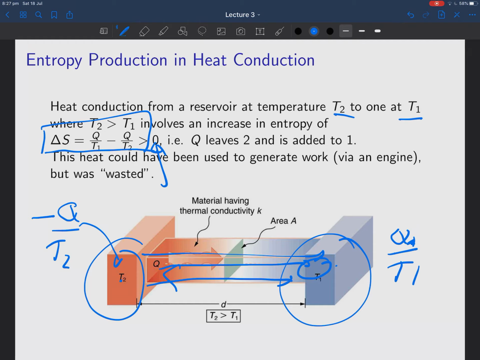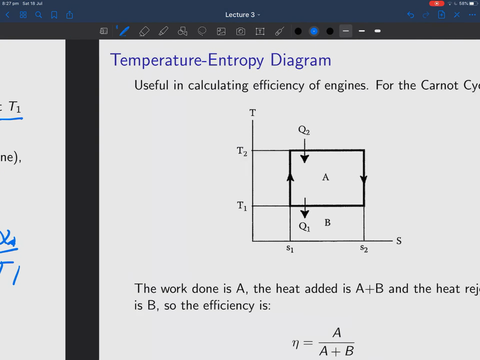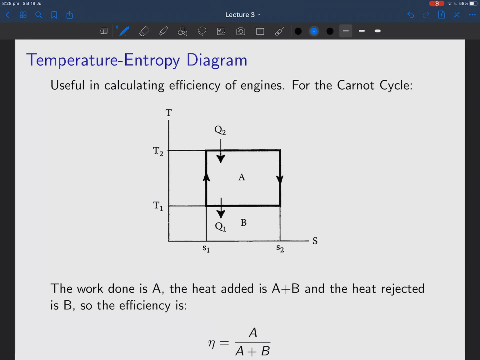Okay, so Q leaves 2 and goes to 1. And basically what's happened is the entropy change of the universe is this in this thing, and it's bigger than 0. And what's gone wrong here? Well, wrong in inverted commas, but what's happened is this heat, which you've lost out of here and went to here, could have been used to generate work via a Carnot engine or something like this, but it's been wasted. Okay, and that waste is reflected in this increase in entropy there. Okay, so that's a couple of examples of using entropy and what happens when you have systems which are irreversible. Entropy increases.